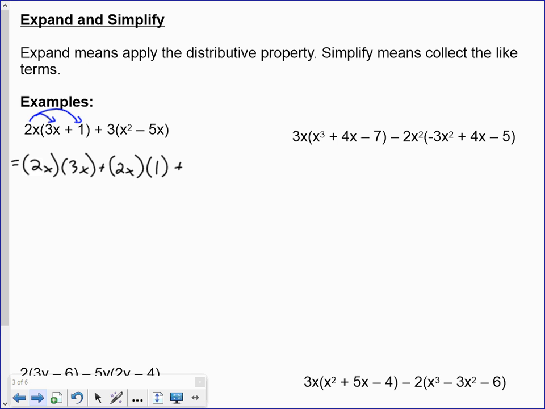We're going to do the same thing with our second bracket. That 3 gets multiplied by the x squared, and that 3 gets multiplied by the negative 5x. So this is going to become 3 times x squared, and then 3 times negative 5x.